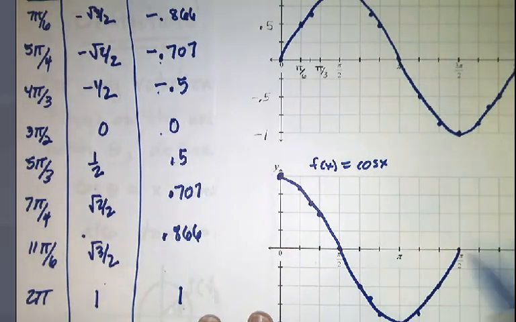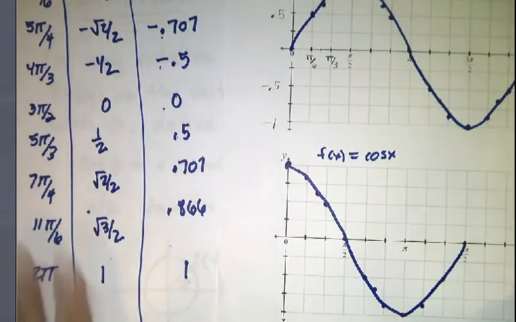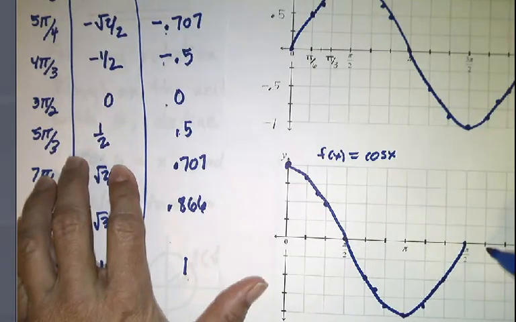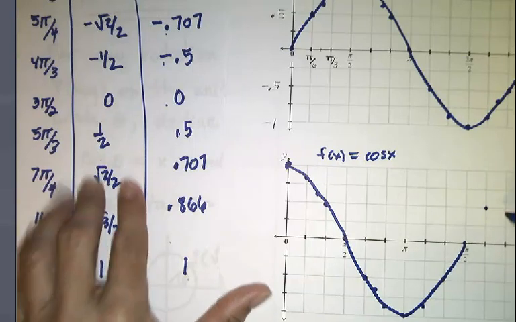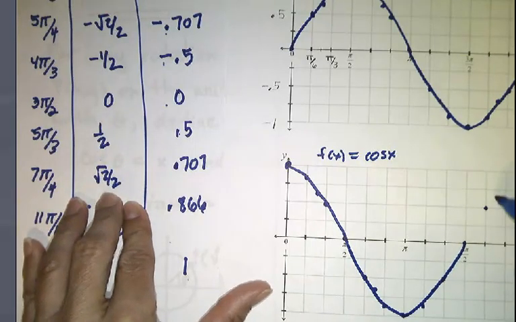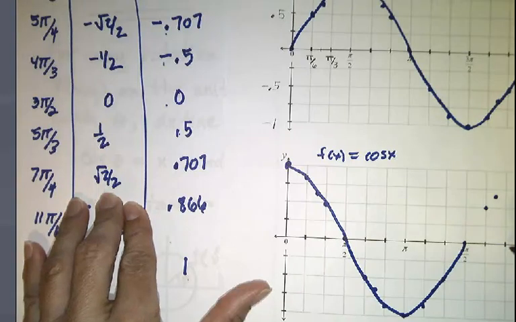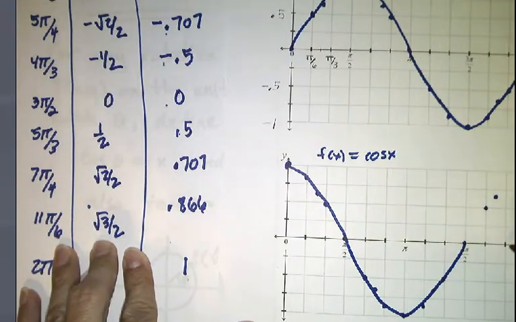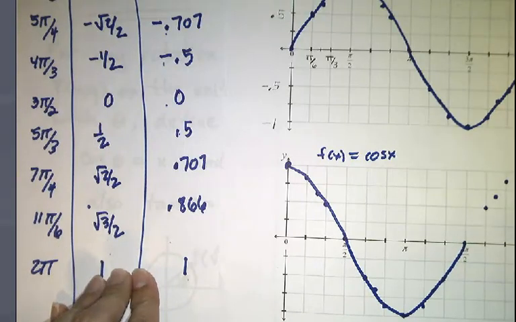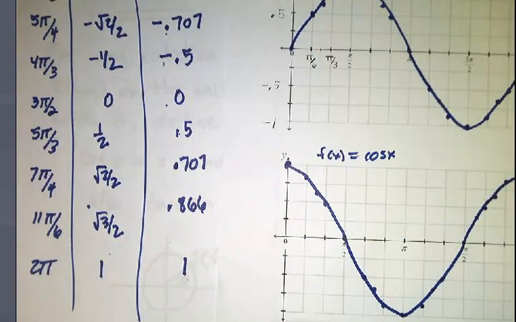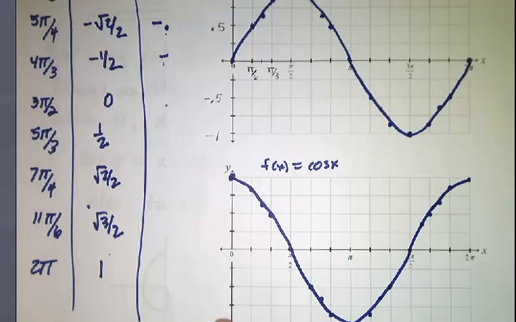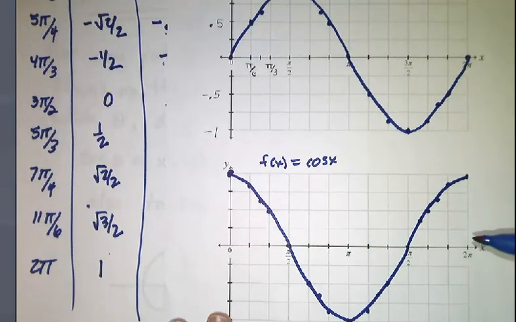Now let's go to this last quadrant. So starting at 3 pi over 2, past that, now we're at 5 pi over 3, and we are at 1/2. And then we're at 7 pi over 4, so back to 0.707. 11 pi over 6 gives us about 0.866. And then 2 pi back to 1. And so we should now have this curve. Okay? And so there's the graph of f of x equals cosine of x for one full rotation about the circle.